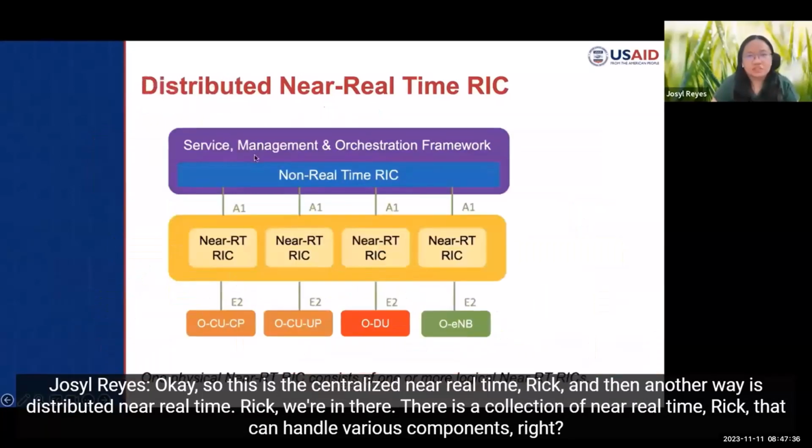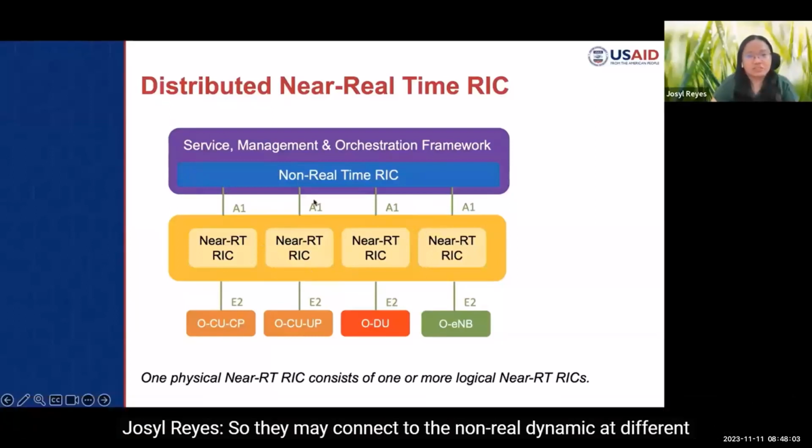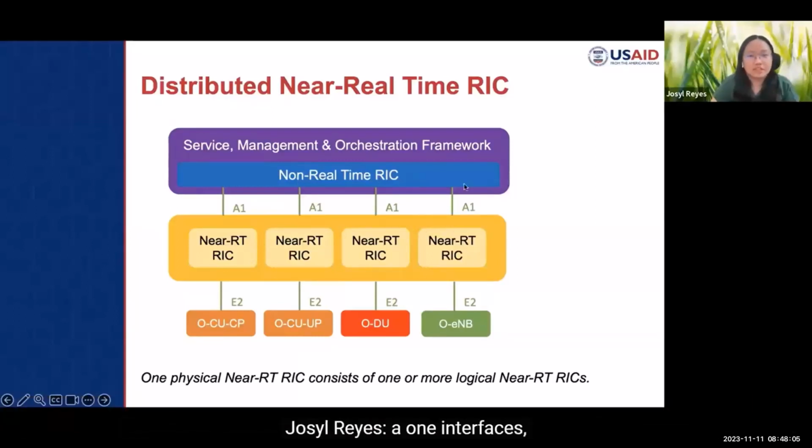And then another way is the distributed near real-time RIC, wherein there is a collection of near real-time RICs that can handle various components. One physical near real-time RIC may consist of one or more logical near real-time RICs. They have one big block of physical hardware, but they are logically different. So they may connect to the non-real-time RIC at different A1 interfaces. Okay.